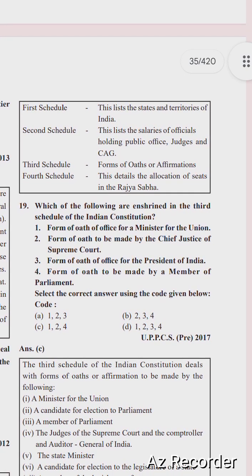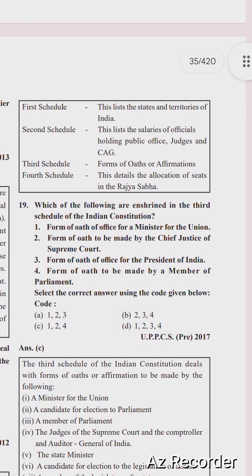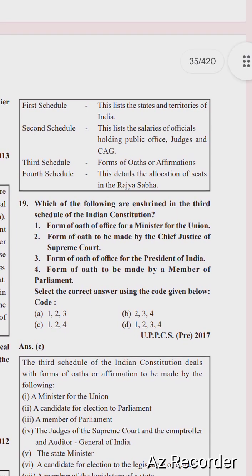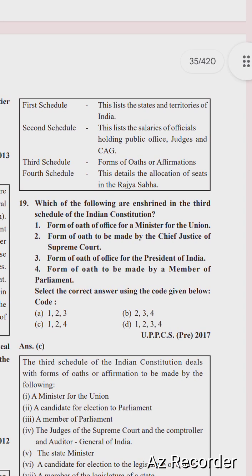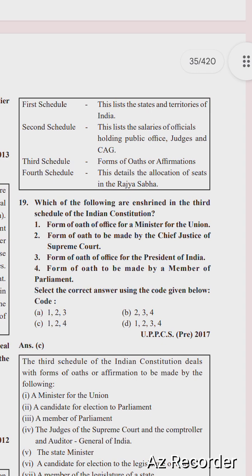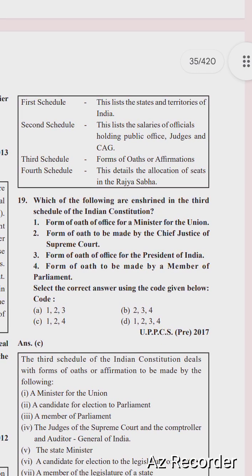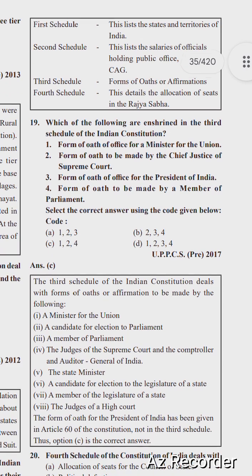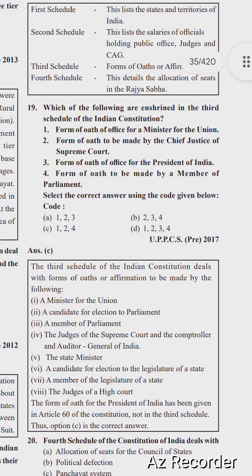First schedule: this lists the states and territories of India. Second schedule: this lists the salaries of the officials holding public office, judges and CAG. Third schedule: forms of oath and affirmation. Fourth schedule: this deals with the allocation of seats in the Rajya Sabha.